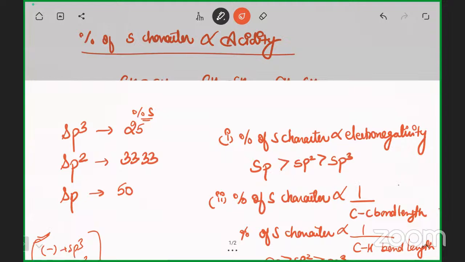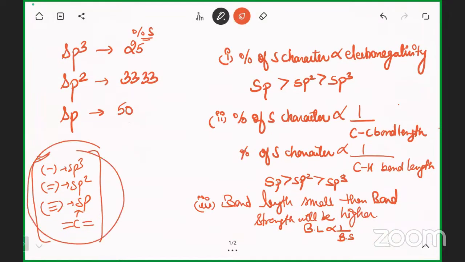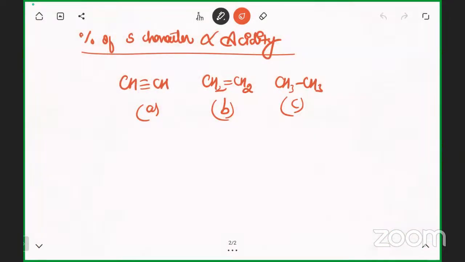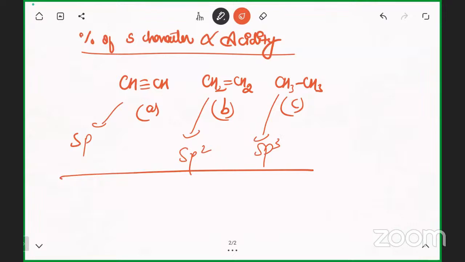See, I told you the shortcut. This one: if triple bond is present, sp. So here triple bond, sp. Here double bond, sp2. Here sp3. Now tell me, which one is more acidic? A, B, C. Which one? A, sir. A. So just speak fast.